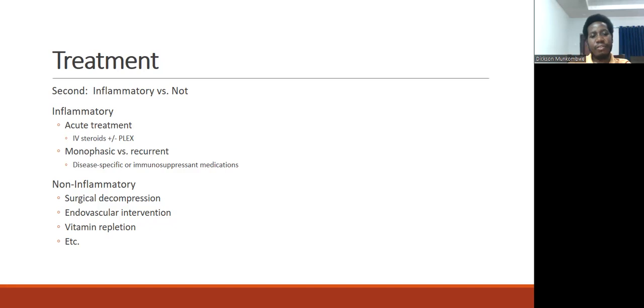Then, in terms of treatment, the second thing we look at is inflammatory versus non-inflammatory. For the inflammatory, acute treatment is with IV steroids as well as plasma exchange. Then for those with monophasic versus recurrent illness, for those with recurrent illness, you might consider long-term immunosuppressant drugs or disease-modifying drugs. But if it was monophasic, you won't have to entertain that. In the non-inflammatory category, you have things like surgical decompression, endovascular intervention, and vitamin repletion, depending on what the non-inflammatory cause of the myelopathy is.